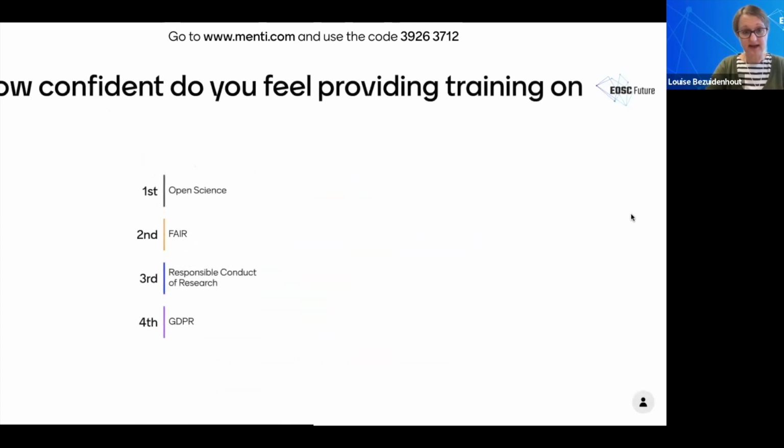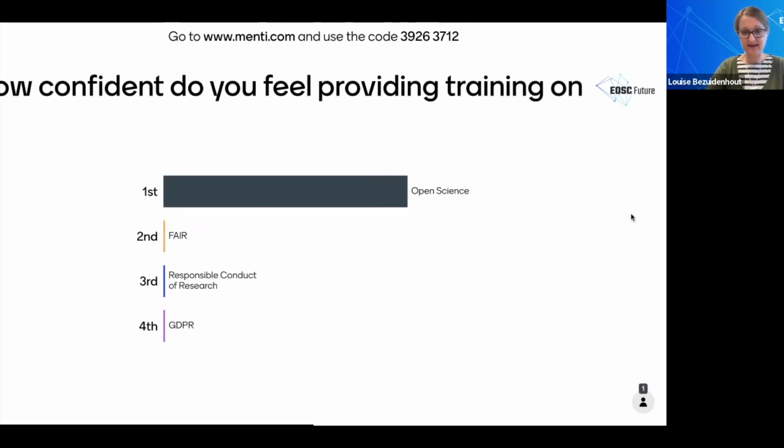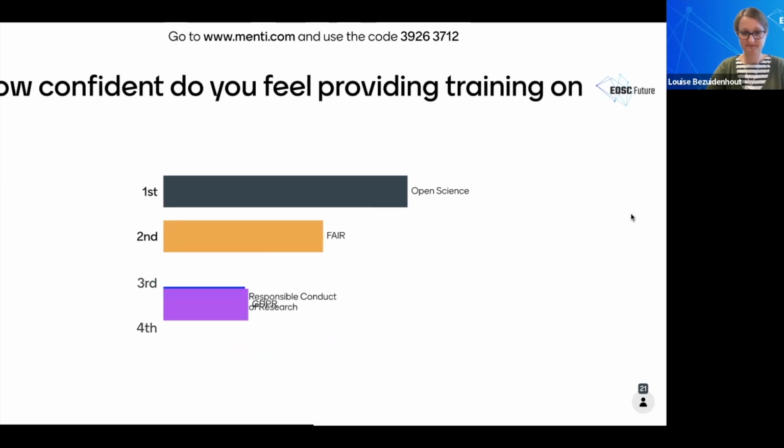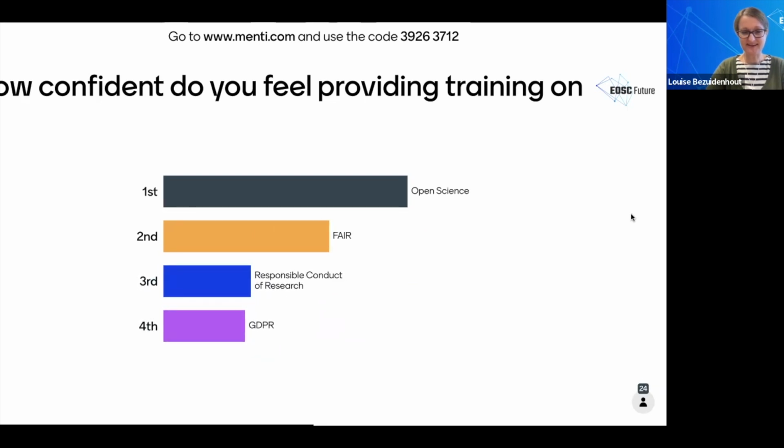And then the final one, to just give an idea of what level of confidence we have in the room: how confident do you feel providing training on open science, FAIR, RCR, and GDPR? And I think if I've set up the slide correctly, you'd have to rank them. See GDPR and RCR fighting it out at the bottom, but it's great to see that everyone feels quite confident training on open and FAIR, because that really is at the heart of EOSC.